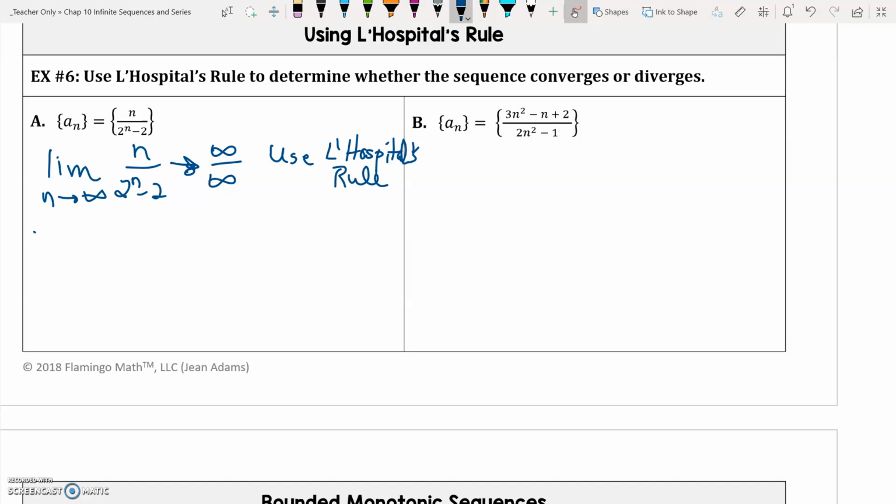And when we do that, what we're looking at then is the limit as n approaches infinity of 1 over, so the derivative of n is 1, and the derivative of 2^n minus 2, the minus 2 will be 0. 2^n's derivative is 2^n times the natural log of 2. So now when we take the limit of this, it looks like our 1 over 2^n sequence. So this is going to converge to 0.